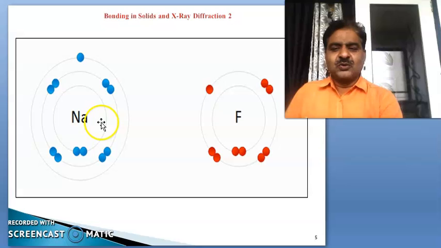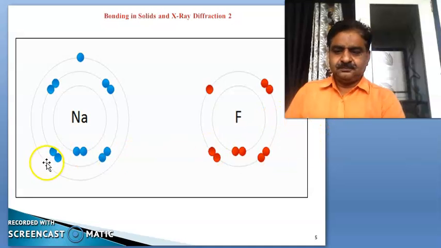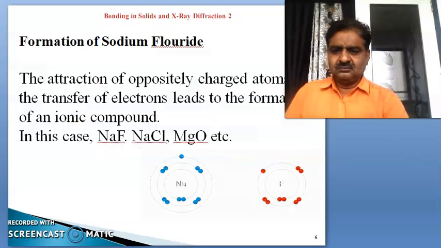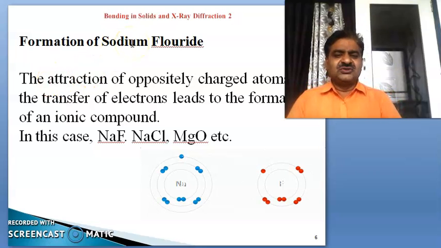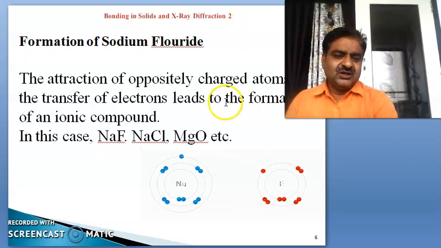I will show you one more figure so that you can easily understand. See, the attraction of oppositely charged atoms and the transfer of electrons leads to the formation of an ionic compound. Here the same figure is shown.